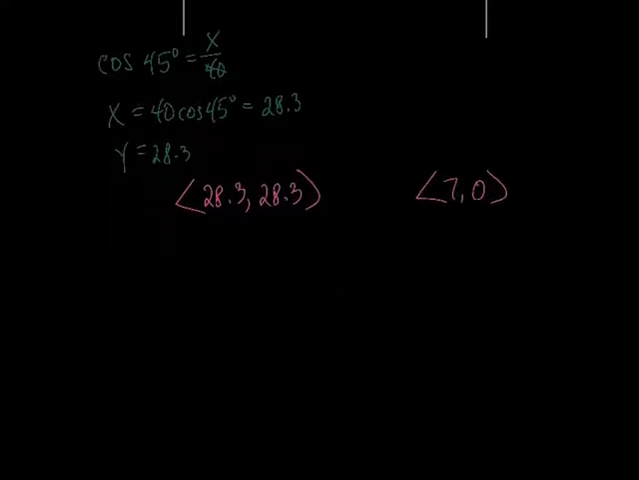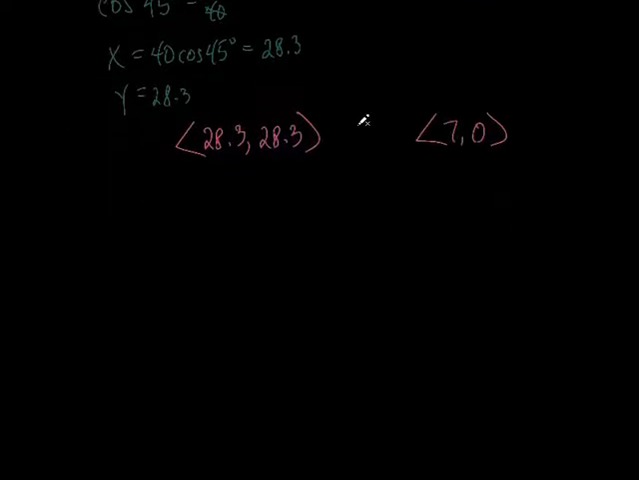Now, what did I say I wanted to do to these two vectors? I wanted to add them up. Once you break them into their components, it's really easy to add them up. So what do you think we add up here? The x's together and the y's together. So add the x's: 28.3 plus 7. What's that? 35.3. Okay? And then add the y's together. That's easy. It's 28.3. Now that right there is the addition of those two vectors.